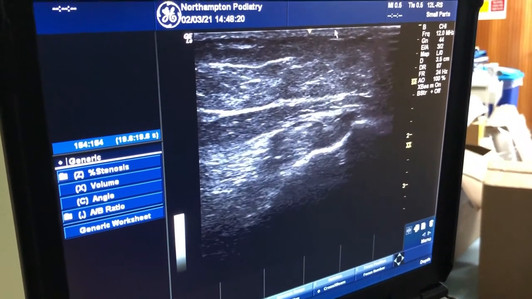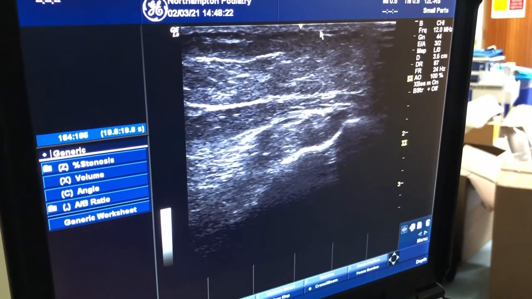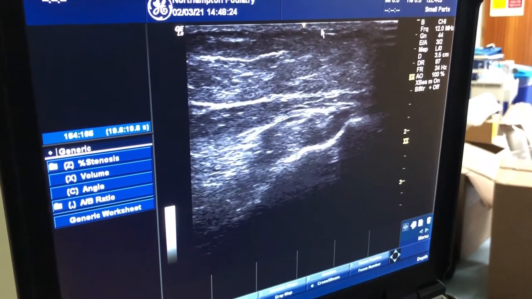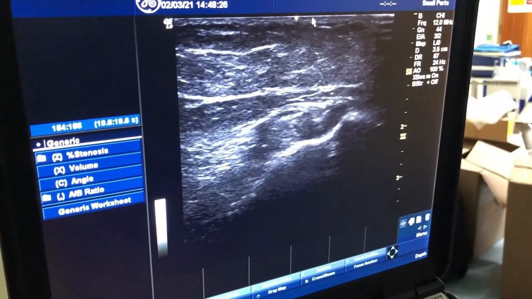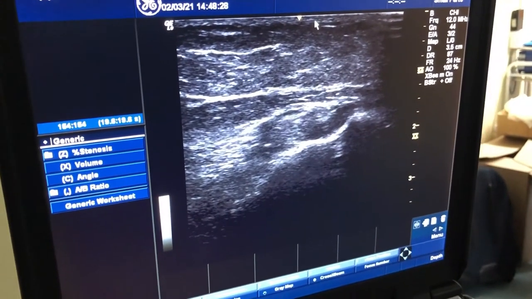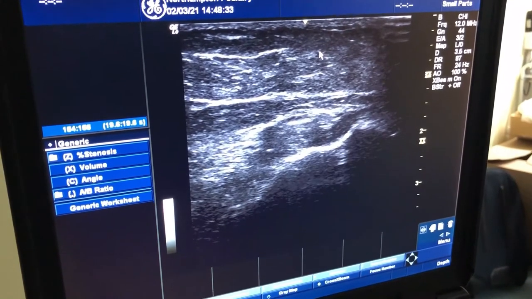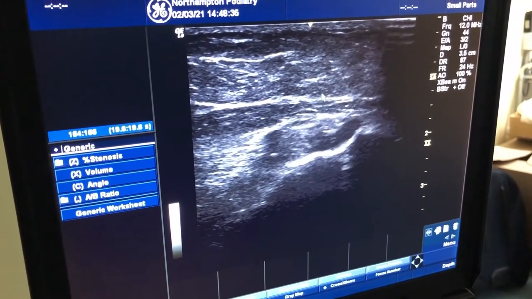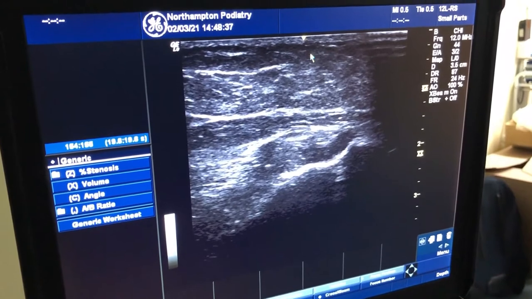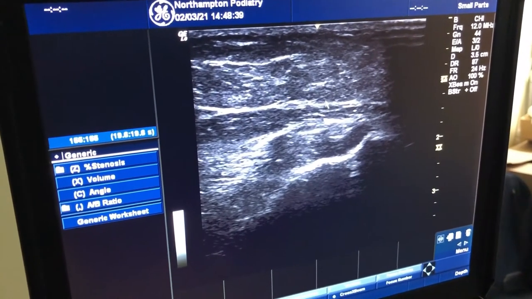And we can see this is the integument or the dermis and the skin over the top. This area down here, this is just the subcutaneous fat that sits there.